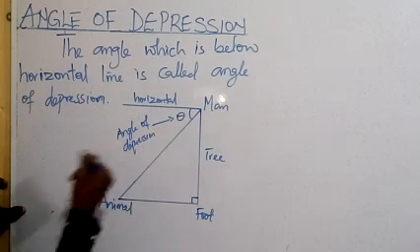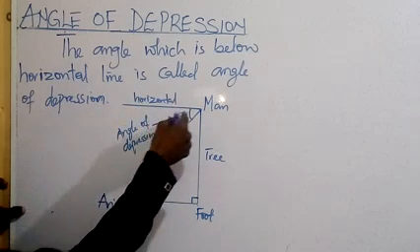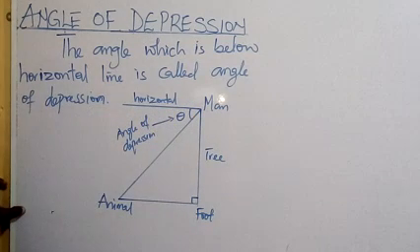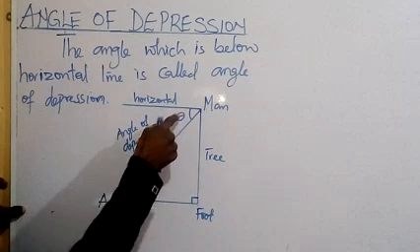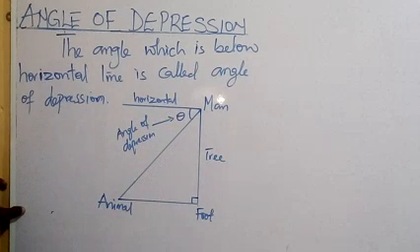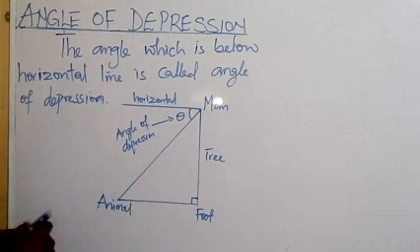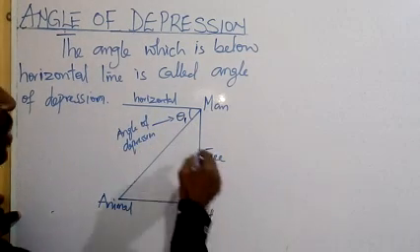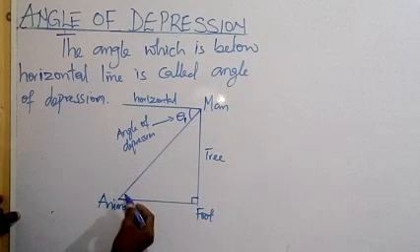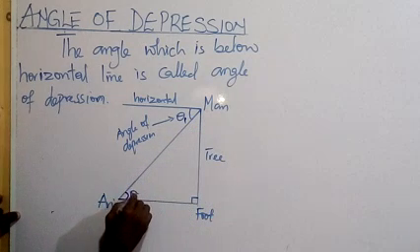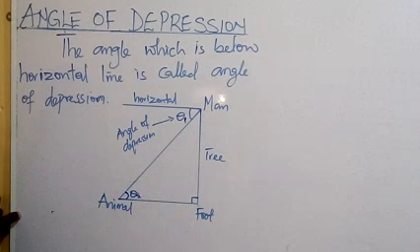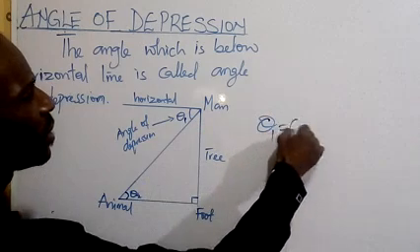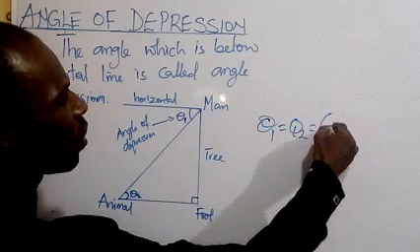angle of depression. Look at it, this horizontal line, and the man looked down at an animal. It has formed an angle here. That angle is called angle of depression. All right. So therefore, you can call this theta 1. Don't forget, this angle is the same thing as this angle here. That is theta 2, which means alternate angles. That is theta 1 equals theta 2.